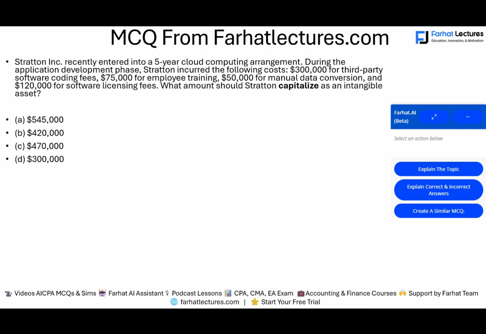Let's take a look at this multiple choice question from farhatlectures.com. Strating Inc. recently entered into a 5-year cloud computing arrangement. During the application development phase, which is phase 2, we incurred the following costs: $300,000 for third-party software coding, $75,000 for employee training, $50,000 for manual data conversion, and $120,000 for software licensing fee. What amount should the company capitalize as intangible asset?